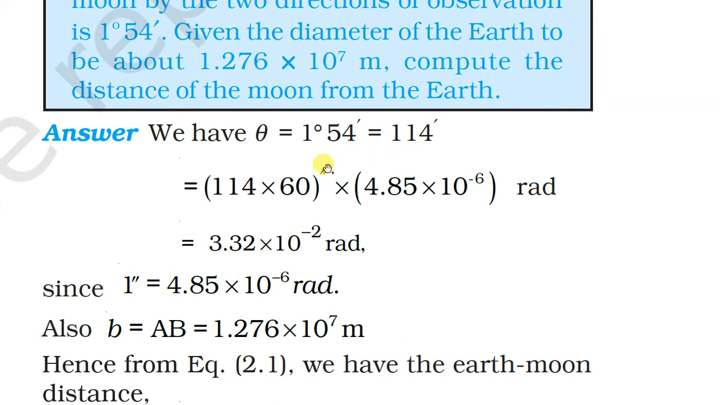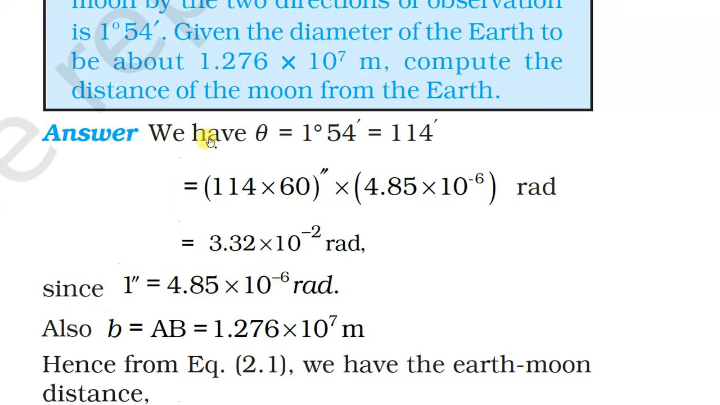To convert into seconds, we multiply by 60. So we multiply 114 by 60 to get the number of seconds in 114 minutes. Then we need to convert that into radians. The value of 1 second is equal to 4.85 × 10^-6 radian, so we multiply both.